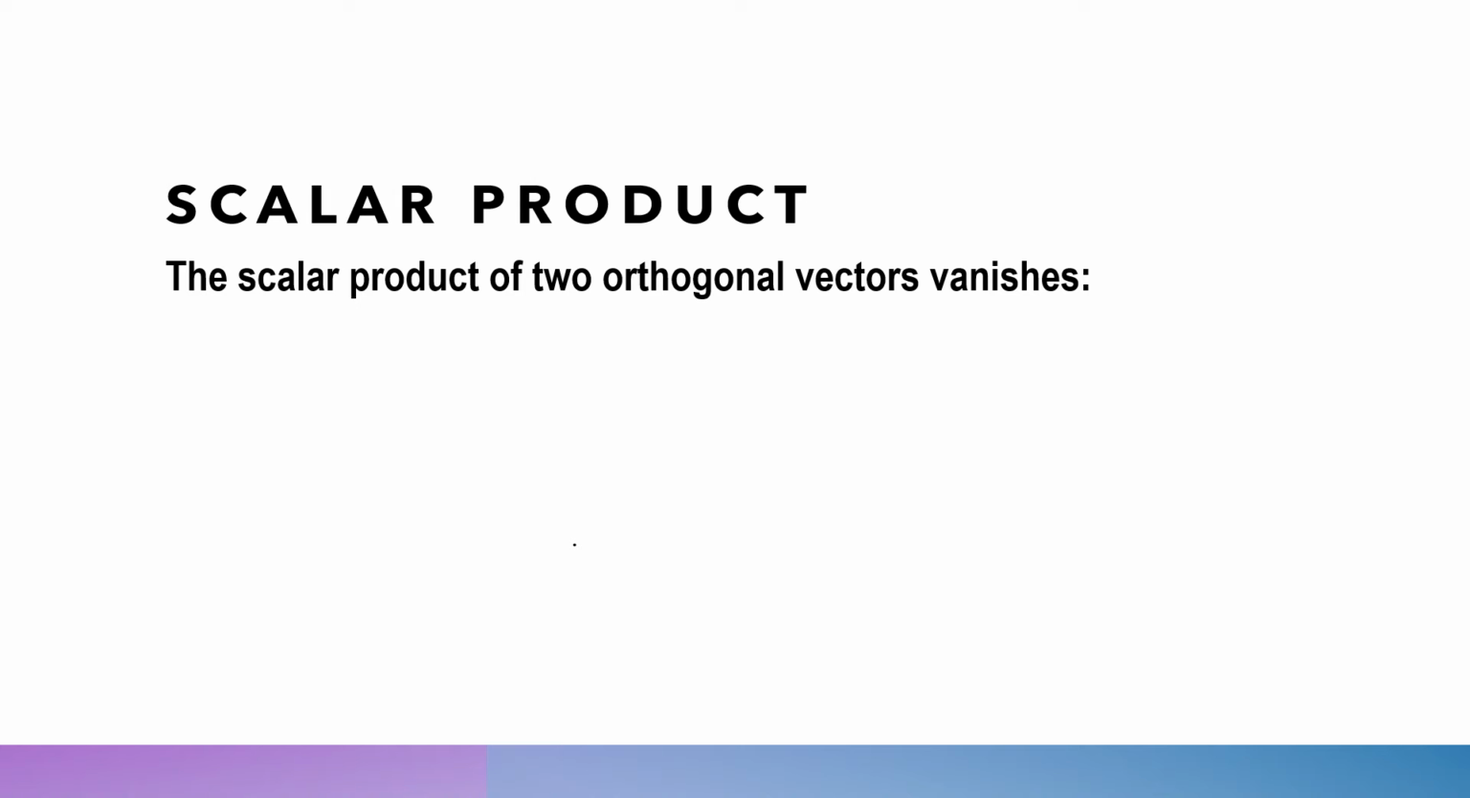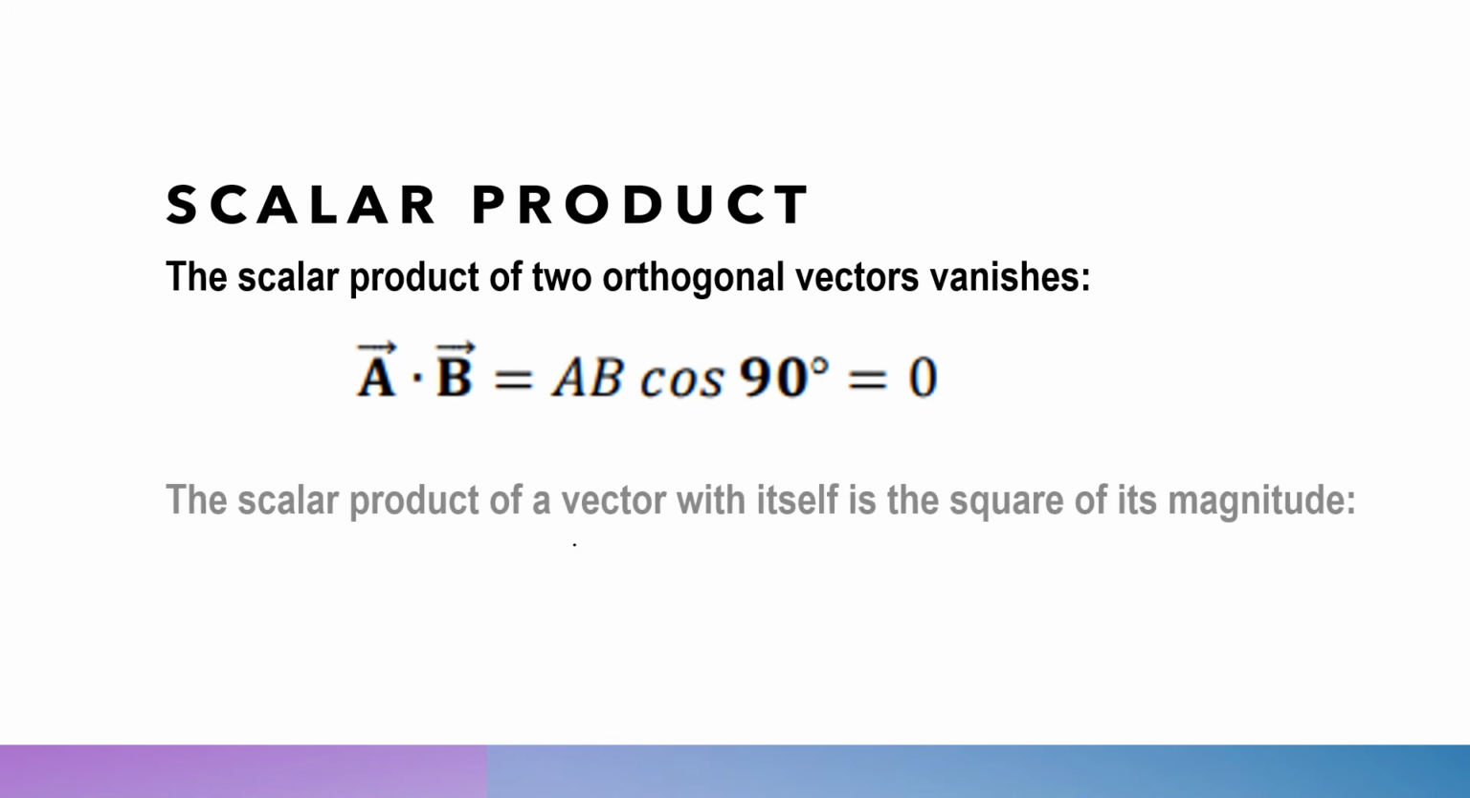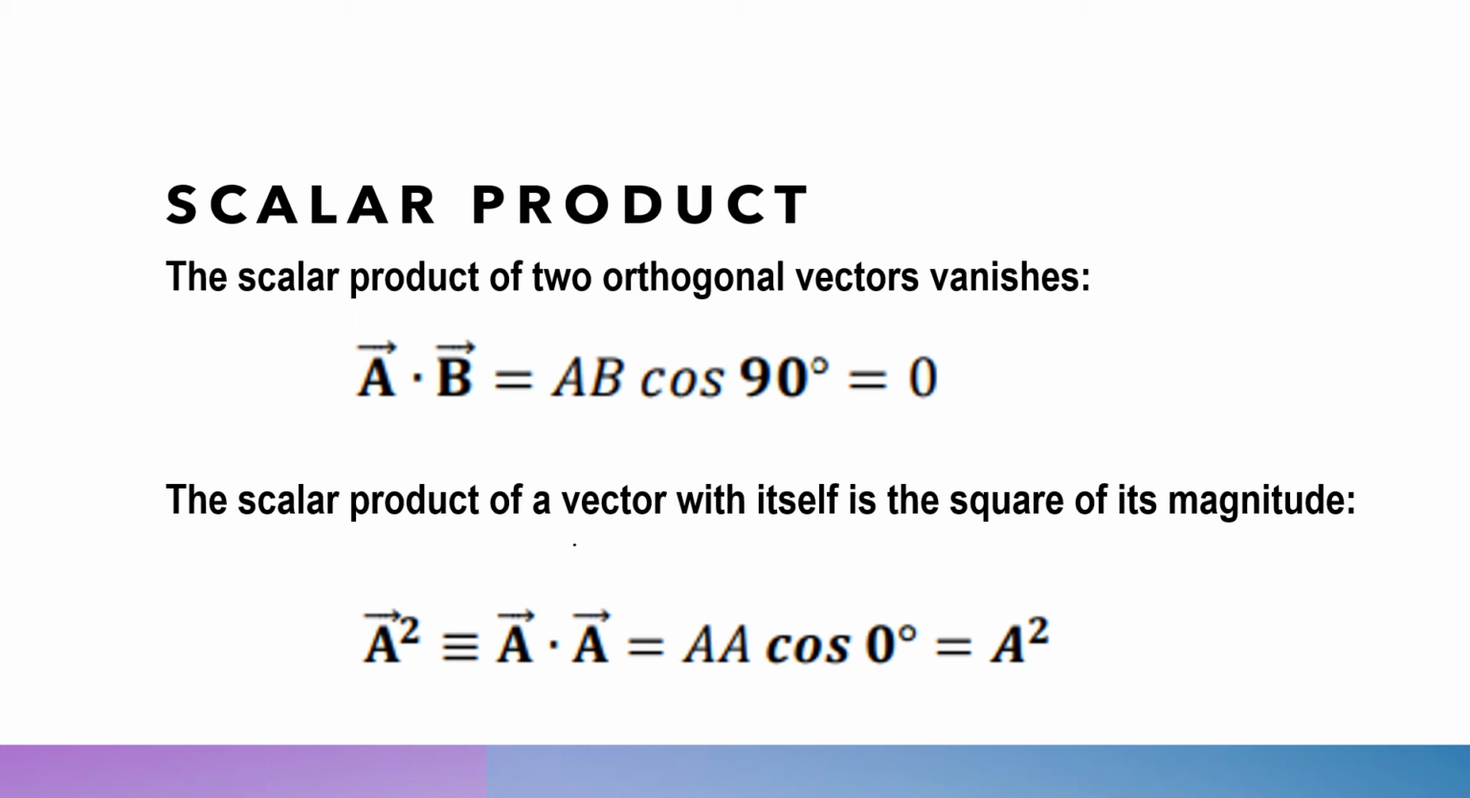The scalar product of two orthogonal vectors vanishes, as in vector A dot vector B is equal to AB cosine 90 degrees, which is equal to 0. The scalar product of a vector with itself is the square of its magnitude. As in, A squared is identical to vector A dot vector A, which is equal to AA cosine 0 degrees, which is equal to A squared.